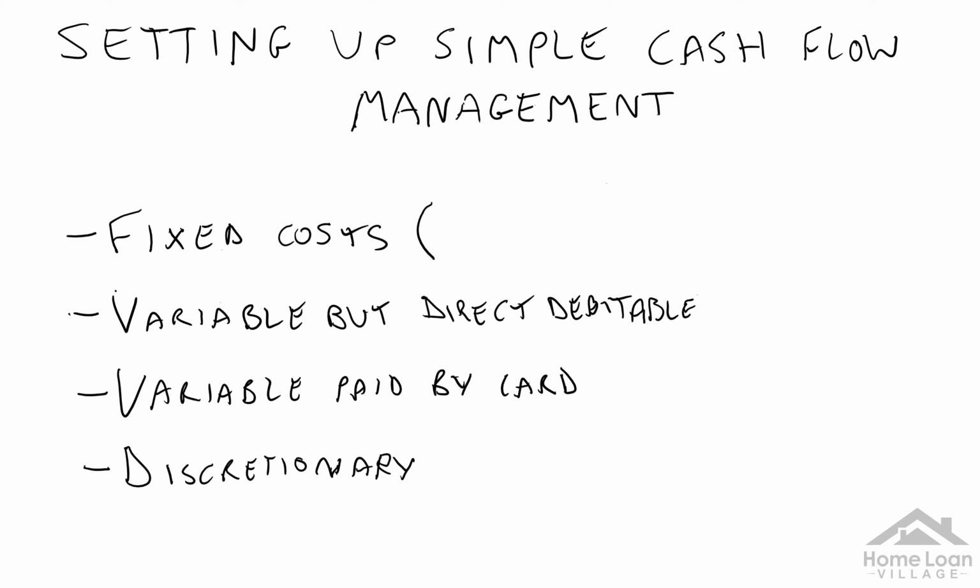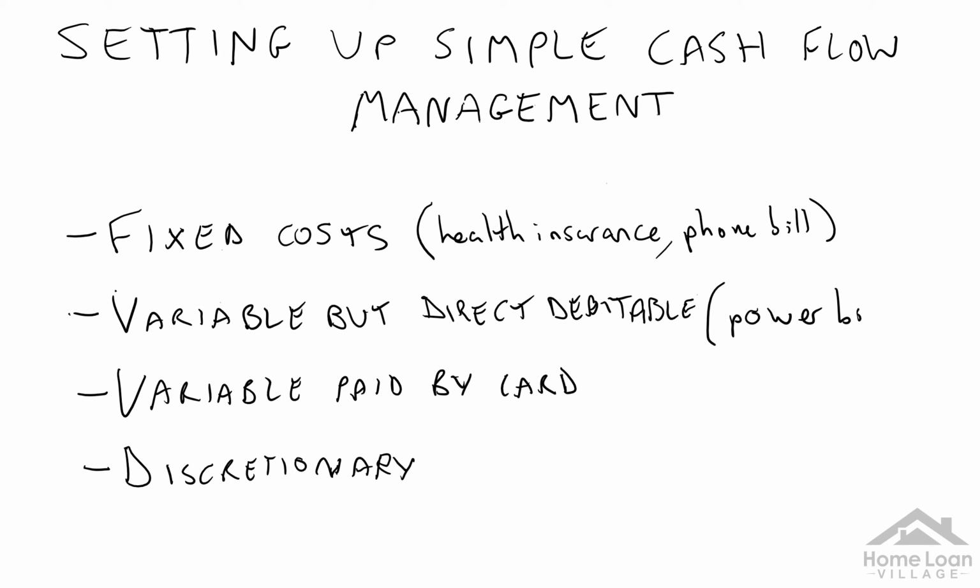So fixed costs would be things like health insurance or something like the phone bill. Variable but direct debitable would be something like the power bill. Over the year, you're probably going to have a pretty good estimate of how much it's going to be, but it will be variable from month to month.